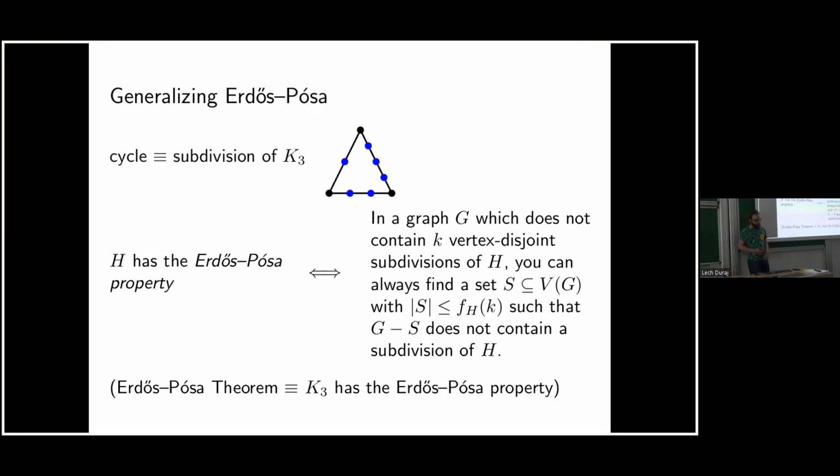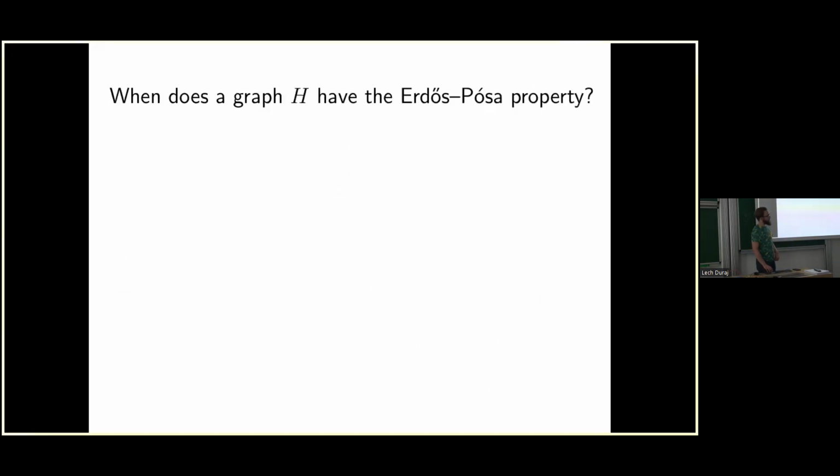So it's a natural question to ask, given this definition, which graphs have this Erdős-Pósa property and which do not. And the answer is quite surprising. It turns out that it's very connected to topological properties of graphs. So in particular, if our graph H is not planar, then it doesn't have the Erdős-Pósa property. When the graph is planar, then it's a bit more complicated.